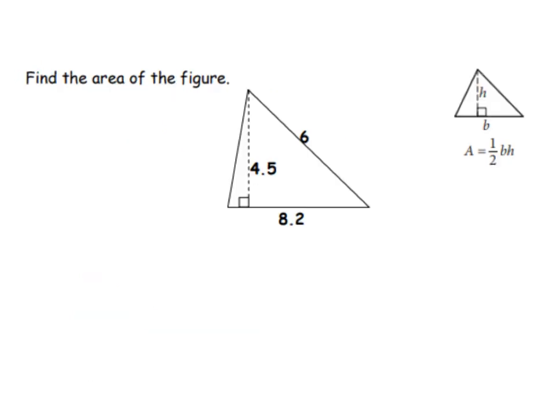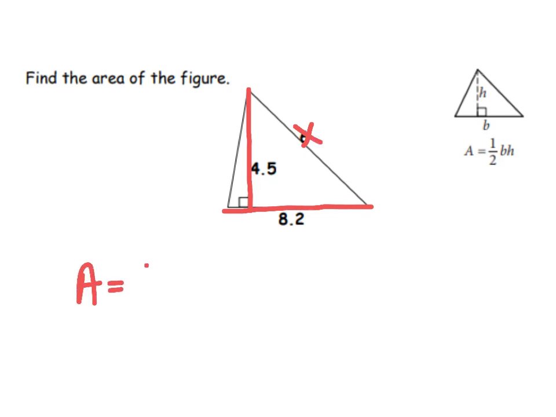All right, find the area of the figure. This is a triangle. The area formula for a triangle is 1/2 base times height. The base and the height have to make a right angle. So in this picture, 4.5 and 8.2 are the base and height. 6 is a side, but it has nothing to do with the base or the height. The base is not necessarily the bottom. A lot of times it is, but it's not always the bottom. The base and the height make a right angle together.